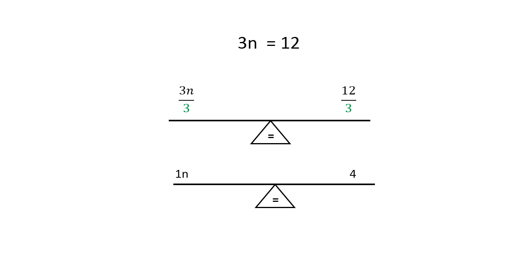Since 3 divided by 3 is 1, I get 1 times n equals 4. Now we know that 1 times anything is itself, so I can rewrite that to be just n equals 4. That's my solution.